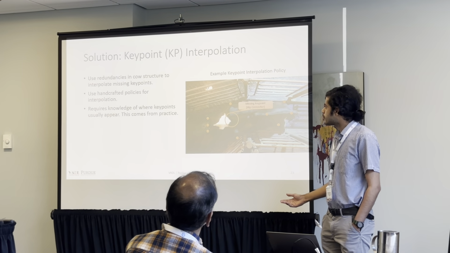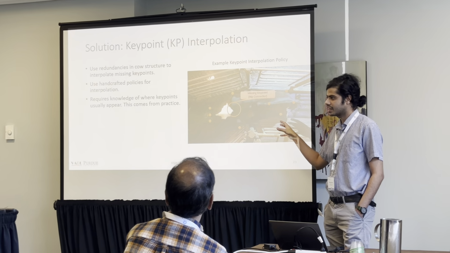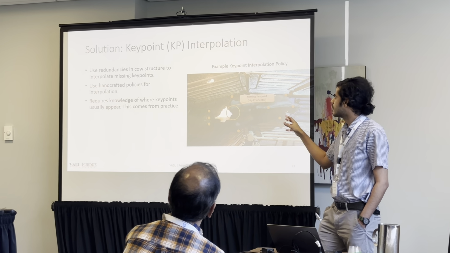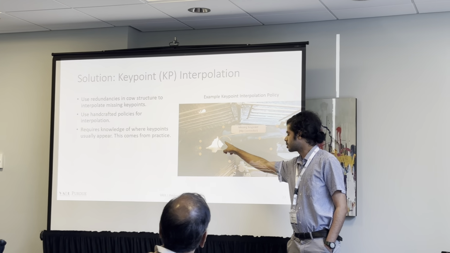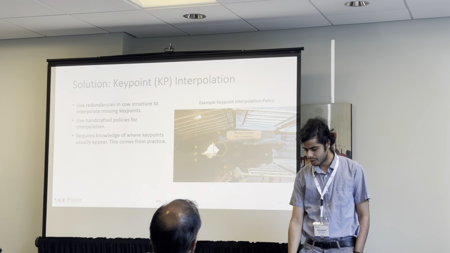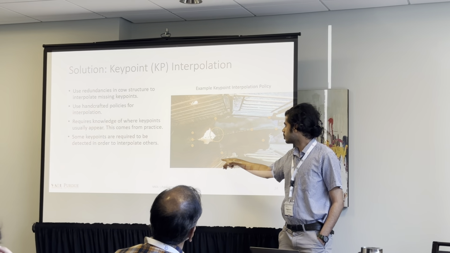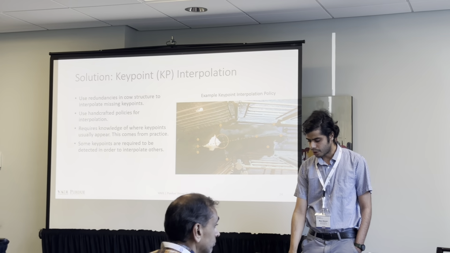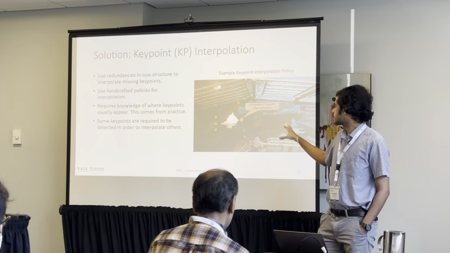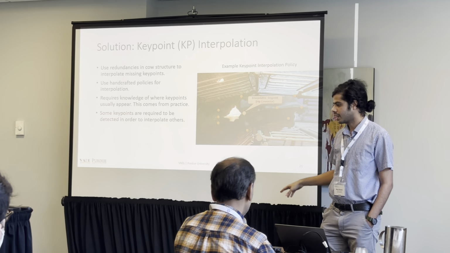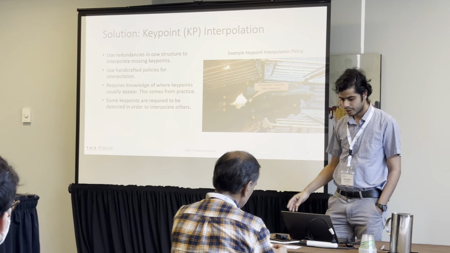So the solution is key point interpolation. We use the redundancies in this structure to interpolate key points, and we use handcrafted policies for interpolation. Here's an example where the hip connector is missing, and to interpolate this, we try to join the spine line and the line joining two hip bones, and then we use the point of intersection here as an interpolated key point. We have similar policies to interpolate most of these key points, and some key points need to be detected, obviously, to interpolate other key points.